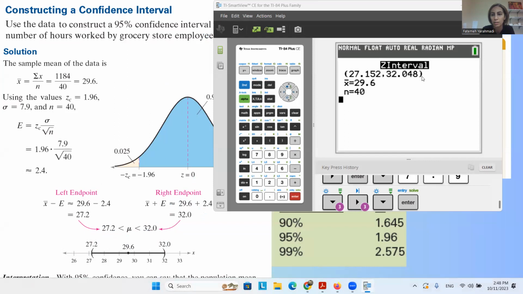So we are 95% confident that the population mean is bounded between these two numbers. We are not 100% confident. We are only 95% confident about our data.